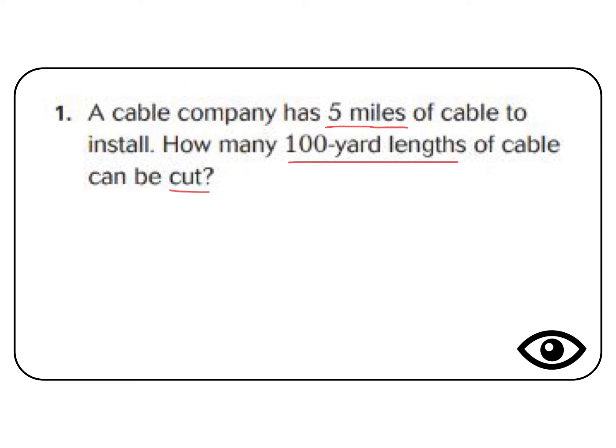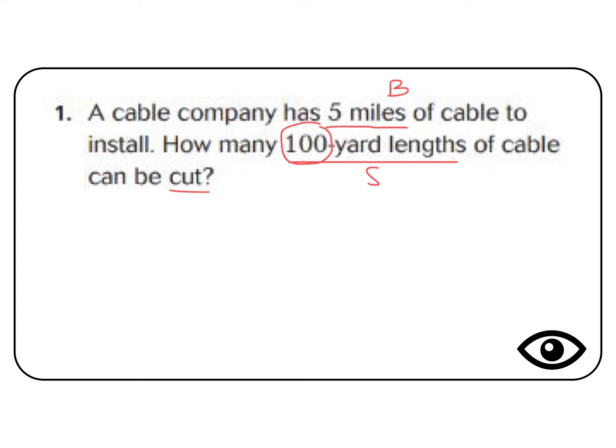Okay, so notice that as I read, I underlined important things. I see that we have miles, I see that we have yards, and I also see that we have this number 100, which means we're going to have to make groups of 100. Our first step in solving this problem is needing to know how many yards 5 miles is. So I know that 5 miles is a big thing and yards is a small thing. But I need to know how many yards are in a mile. So that's going to be multiplying.